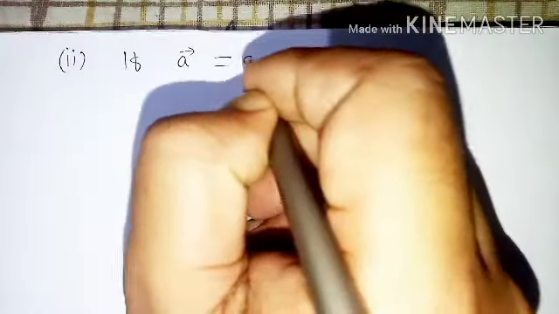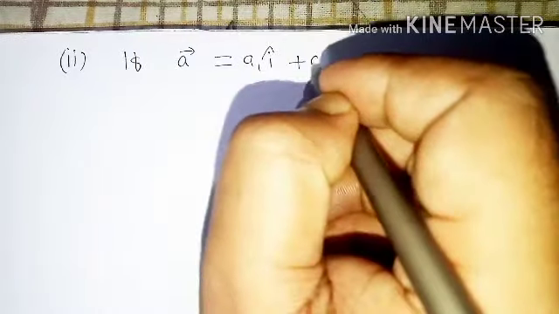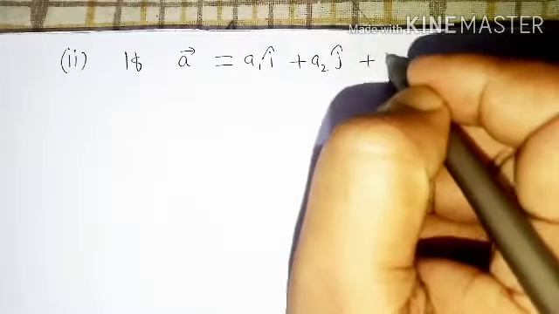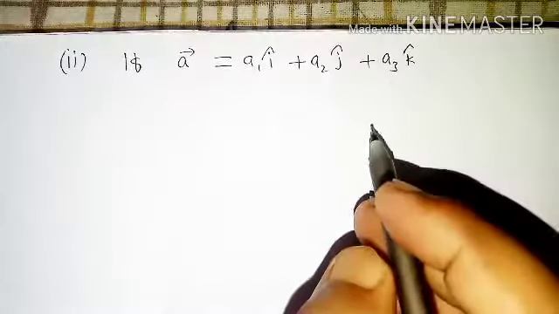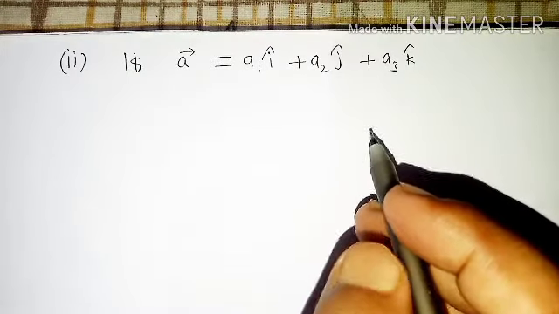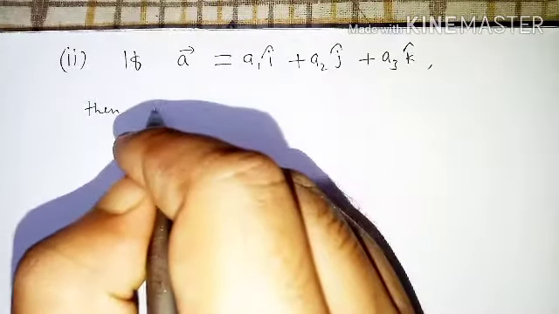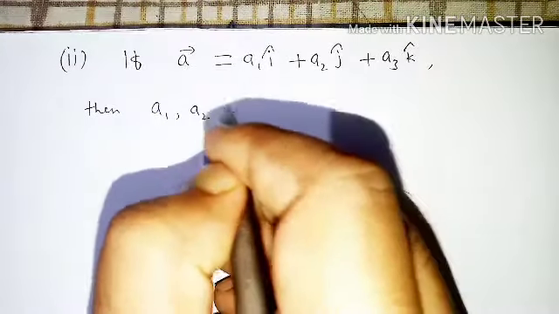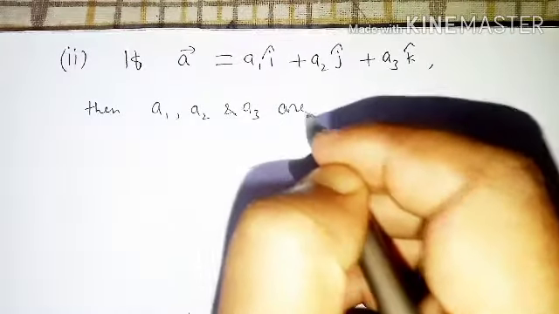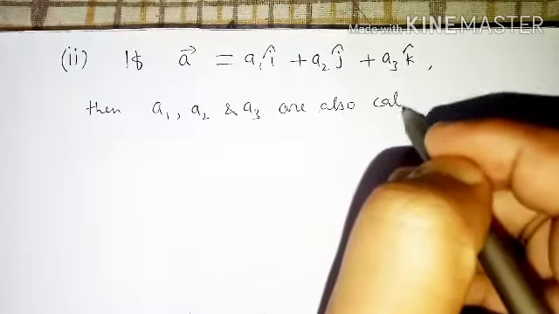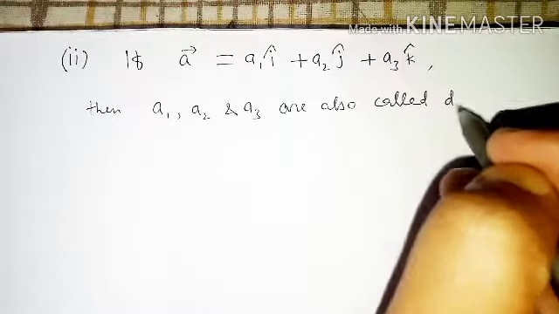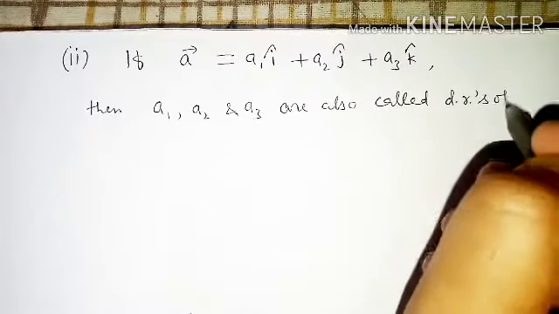Second, if vector A is equal to a1 i cap plus a2 j cap plus a3 k cap, then a1, a2 and a3 are also called direction ratios of vector A.